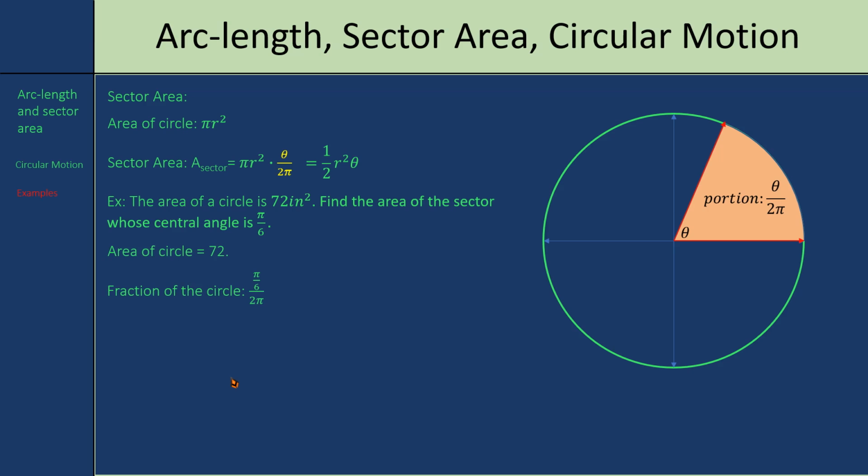All right. So you know the area of the circle. The fraction of the circle is pi over 6 over 2 pi. Whatever the angle is, guys, it's out of 2 pi. That's like a fraction of the circle. So pi over 6 over 2 pi is basically pi over 6 times 1 over 2 pi, and pi cancels out, I get 1/12. So pi over 6 is 1/12 of the circle. So I just take 1/12 of 72, and that gives me 6 inches squared.